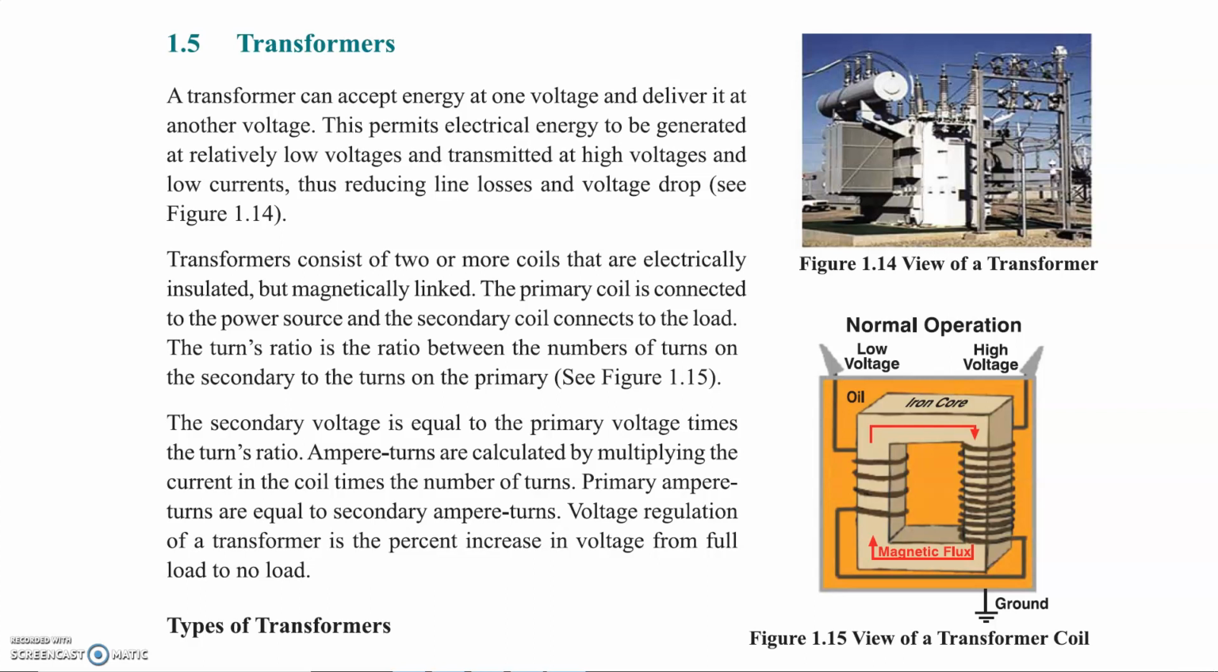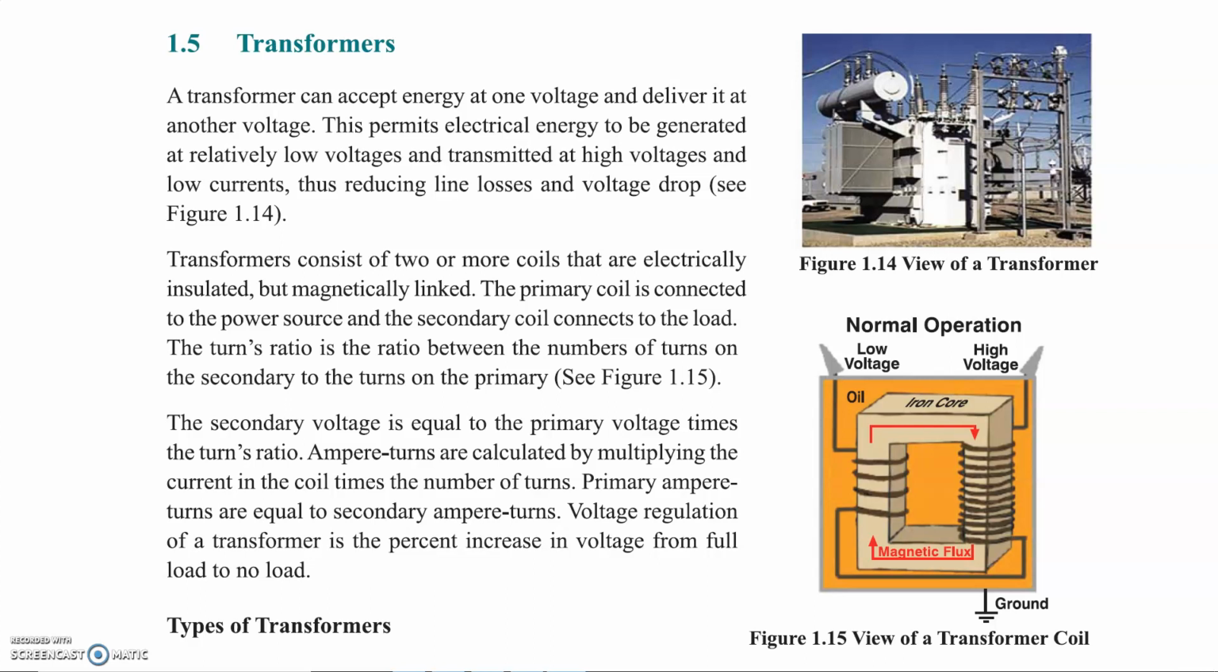If we know the voltage on one of the sides, whether the primary side or the secondary side, and the turns ratio is known, then we can find the other side's voltage level by considering this relationship of turns ratio.